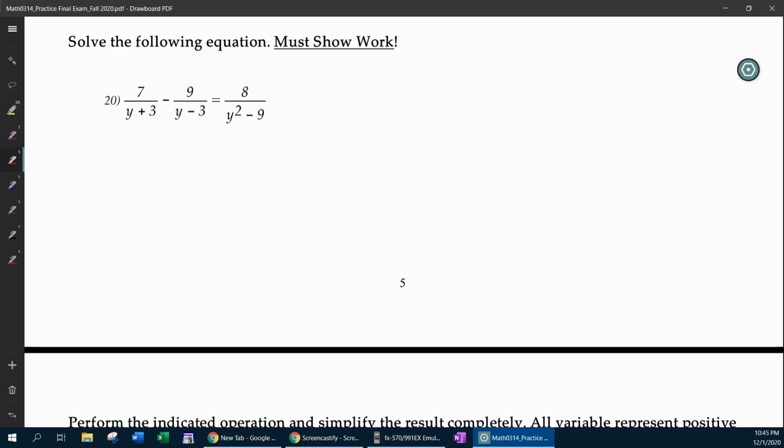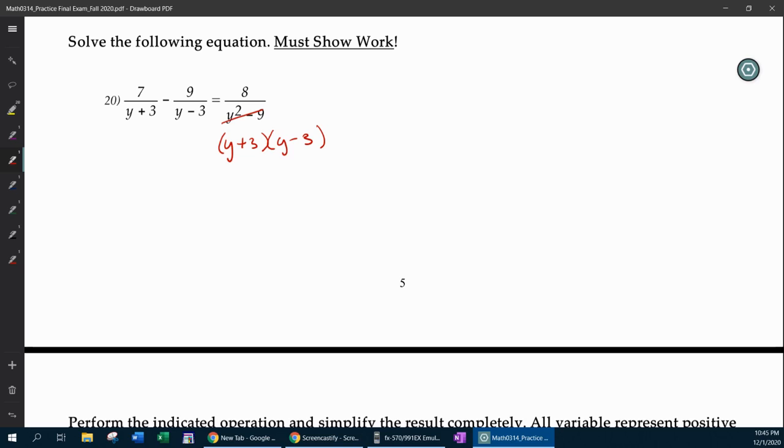Next, solve the equation. If you're going to solve a rational equation, your ultimate goal is to get rid of the fractions. So we're going to factor the third denominator. Y squared minus 9 is the difference of two squares. Factors as y plus 3 and y minus 3.